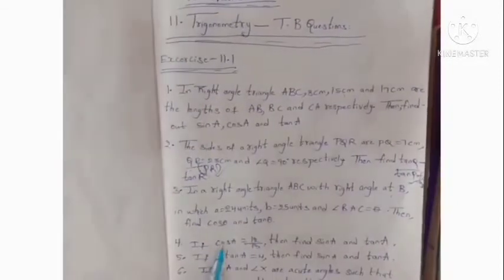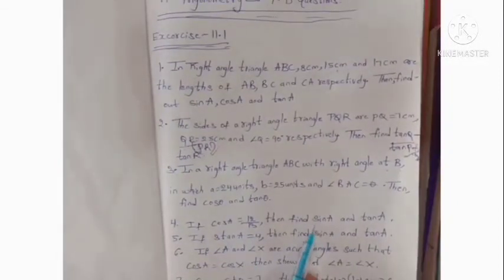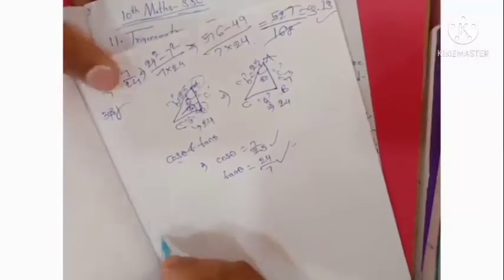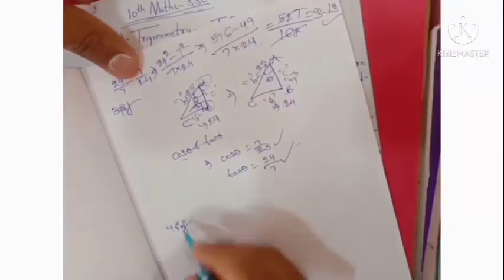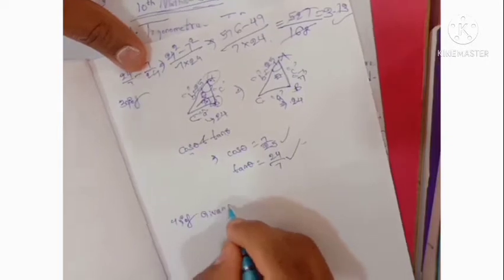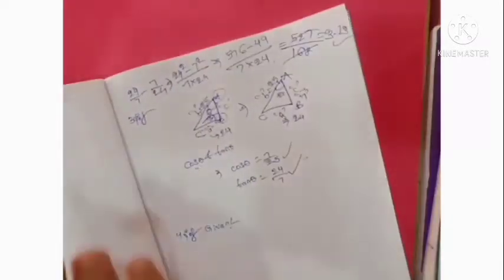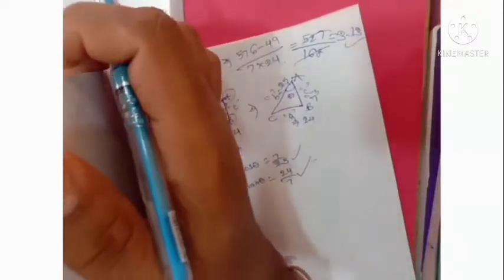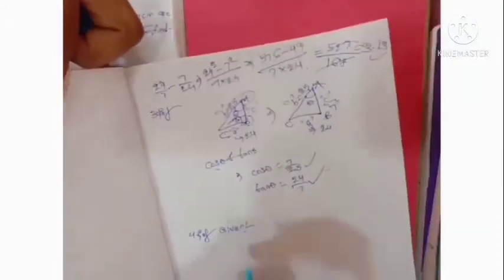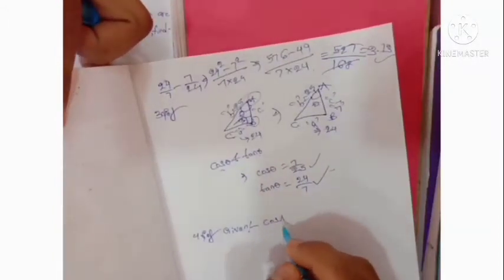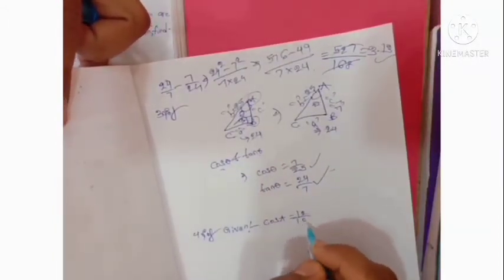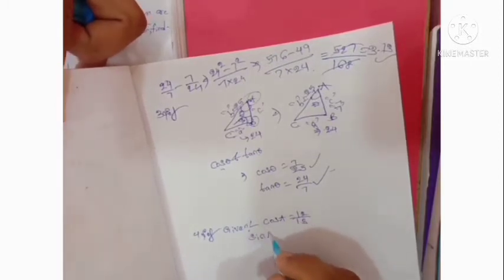Okay, next question. If cos A is equal to 12 by 13, then find sin A and tan A. Given. If you write given, you will get a half mark. Just always write given in the exam. You will get simply half mark. Given, cos A is equal to 12 by 13. Then we should find sin A and tan A.